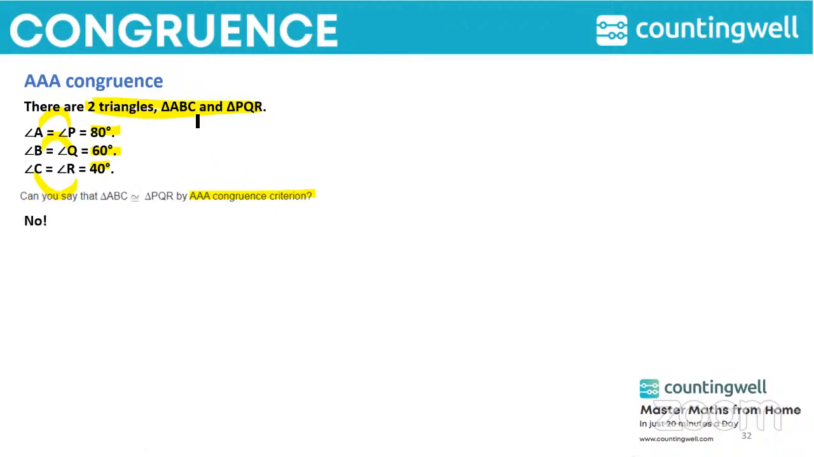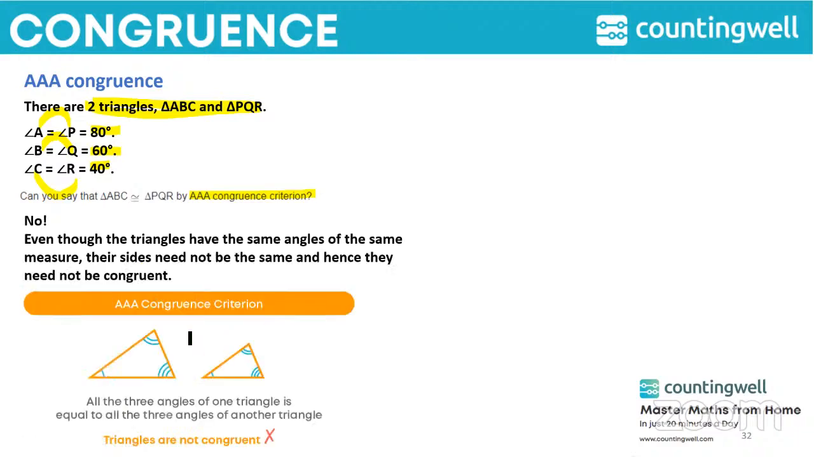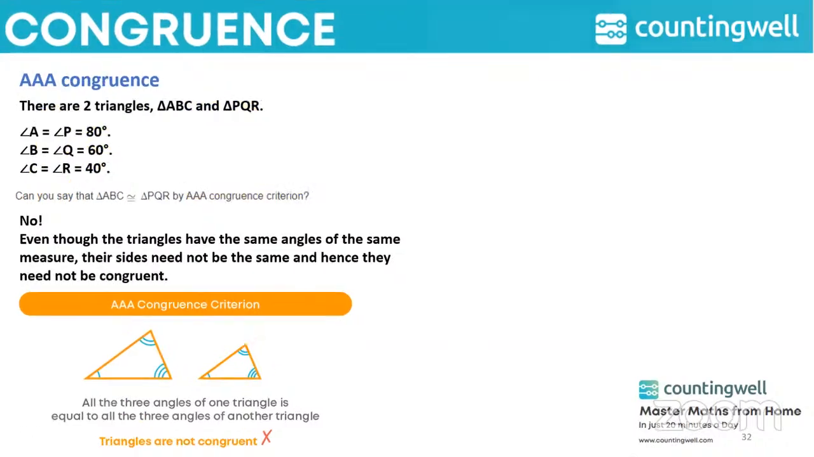No. Remember that there is no criterion like AAA congruence, because even though the angles of the two triangles are equal, they do not overlap each other properly since they may have different lengths of sides. For example, here you can see two triangles with all three angles of one equal to all three angles of the other, but they have different lengths of sides. So these triangles are not congruent.